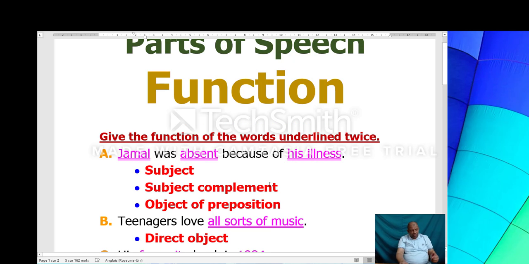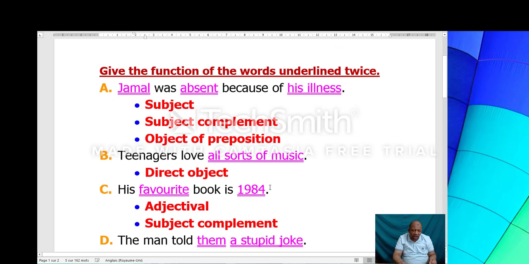So the function related to parts of speech is a little bit, I should not say very, but a little bit difficult. You need to practice a lot. And when you deal with function, please bear in mind the context in which the word or group of words appears.